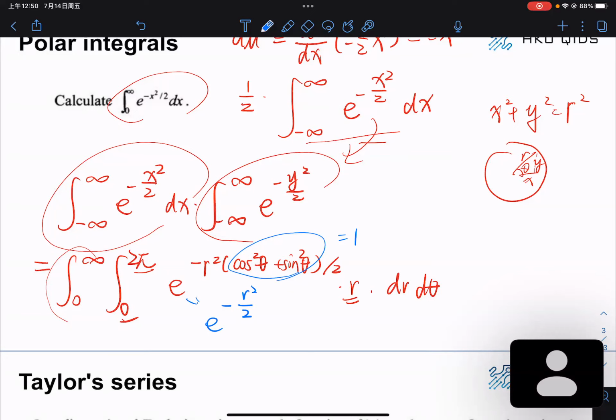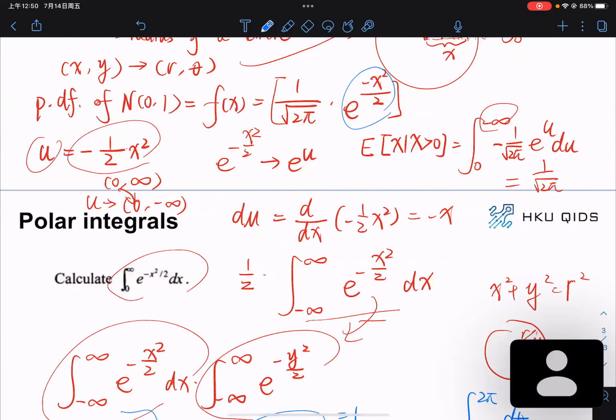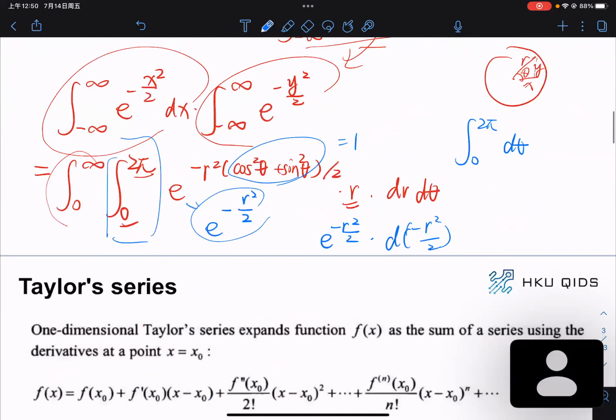And then we can first move this one in, because all this part is not related with theta. So we first integrate out 0 to pi d theta, right? And for the first part, it's what? It is actually e to the negative 2r over 2 and d of negative r squared over 2, right? Just similar to our solution in the integration by substitution method.